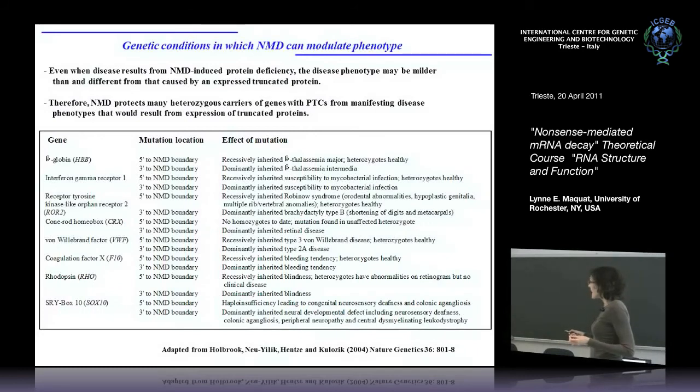So NMD protects many heterozygous carriers of genes with PTCs from manifesting disease phenotypes that would result if the truncated protein were expressed. And I've already talked about the beta globin gene and thalassemia intermedia. So if the PTC resides upstream of the boundary, then NMD occurs and the disease is recessively inherited. But all you need is one allele from either parent with a PTC that's 3' to the boundary, and you have a dominantly inherited form of this anemia. And this is just a partial list of the many diseases in which PTCs downstream of the boundary produce a dominantly inherited disease.